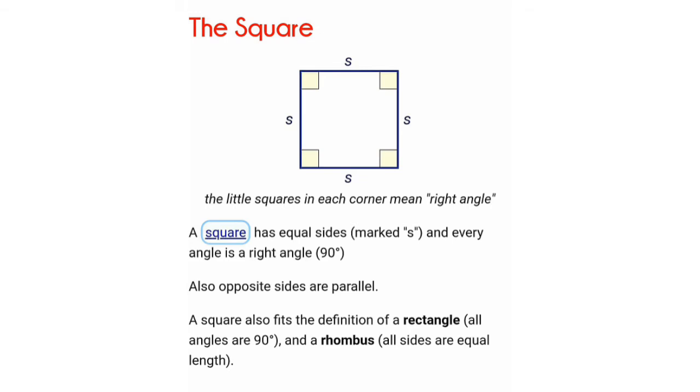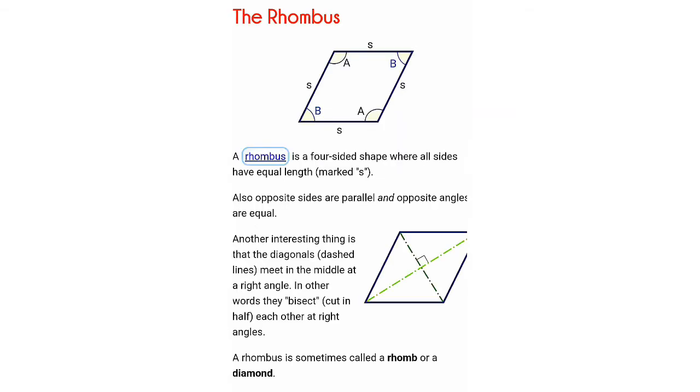All angles are 90, and like a rhombus, all sides are equal length. Okay, next is rhombus. In a rhombus, again we have four sides and four angles. So what is a rhombus? A rhombus is a four-sided shape where all sides have equal length. In a rhombus, all sides have the same length, and this S represents that all sides have the same length, and we have four interior angles. In a rhombus, opposite sides are parallel and opposite angles are equal.